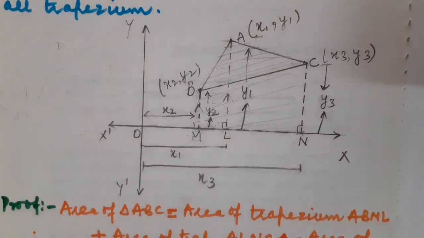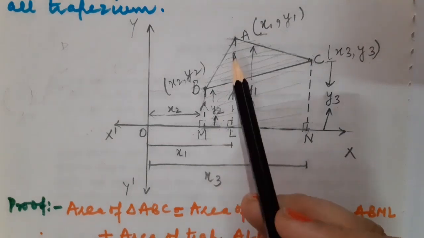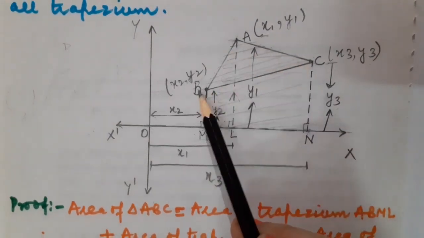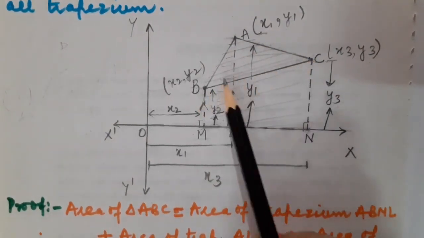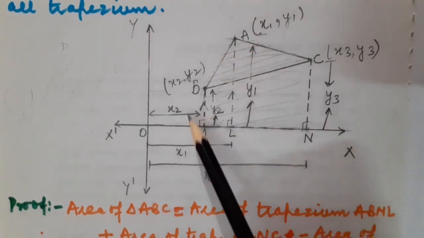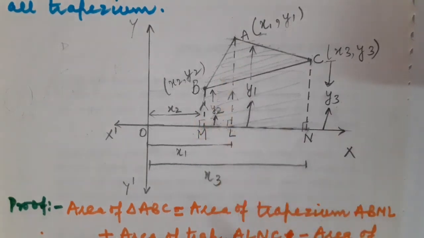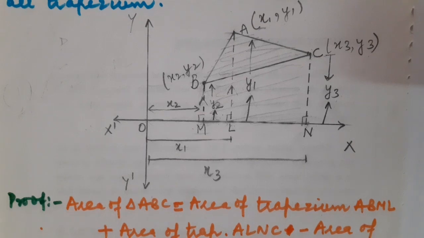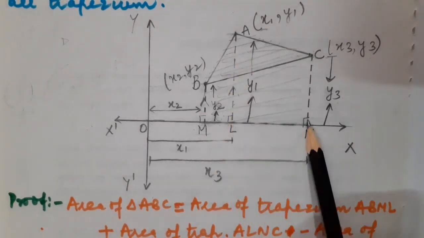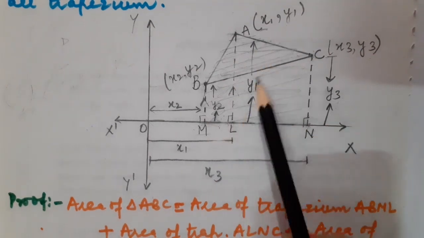What we are going to do before we start the proof. Children, as you know, I have to calculate the area of this triangle only. Suppose I calculate the area of this trapezium, that is ABML, this complete ABML, and then I add the area of the trapezium ALNC, this complete part.